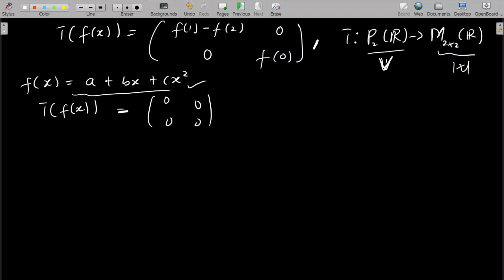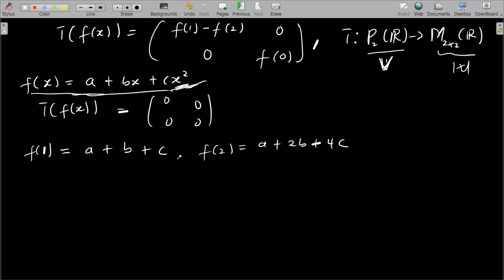Okay, so we want to find all of this form such that the transformation will give you the 0. So we'll have to first find t of f of x, the general one, and equate it to 0. So what is f of 1? To get t of f of x, I need to find f of 1 and put it here, right? F of 1 in terms of this f is going to be a plus b plus c. Now what is f of 2? F of 2 is going to be equal to a plus 2b plus 4c, right? That's what we have. What is f of 0? Is equal to a, right?